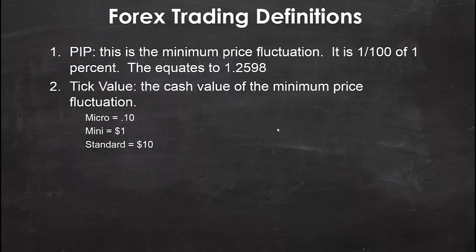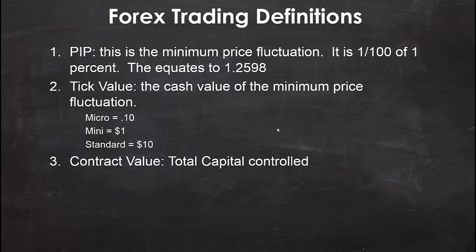So micro lots range anywhere from $1,000 to $9,000 in terms of the contract controlled. And so say, for example, we're trading the minimum status in a micro lot. We're going to put in $20. We're going to control $1,000. That's why it's $1,000 total capital controlled, and each pip would be 10 cents. That's a micro lot.